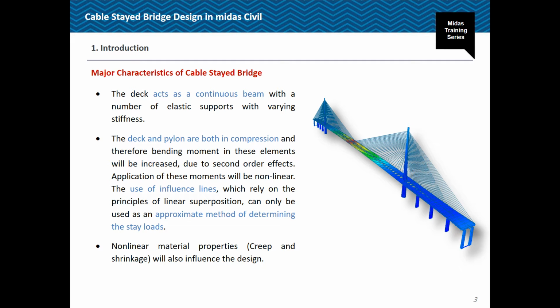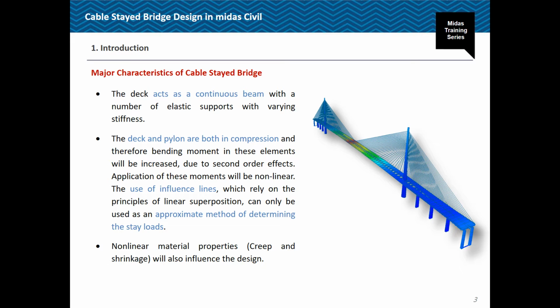Regarding cable stayed bridge design, the major characteristic of a cable stayed bridge is the fact that the deck acts as a continuum beam, and the effect of the stays is to provide isolated spring supports, which have varying stiffness due to the fact that each stay has a different length and different angle. The deck and the pylon are both in compression, and the bending which is added to them is increased by a P delta effect. So it has some second order effects that will have to be considered.